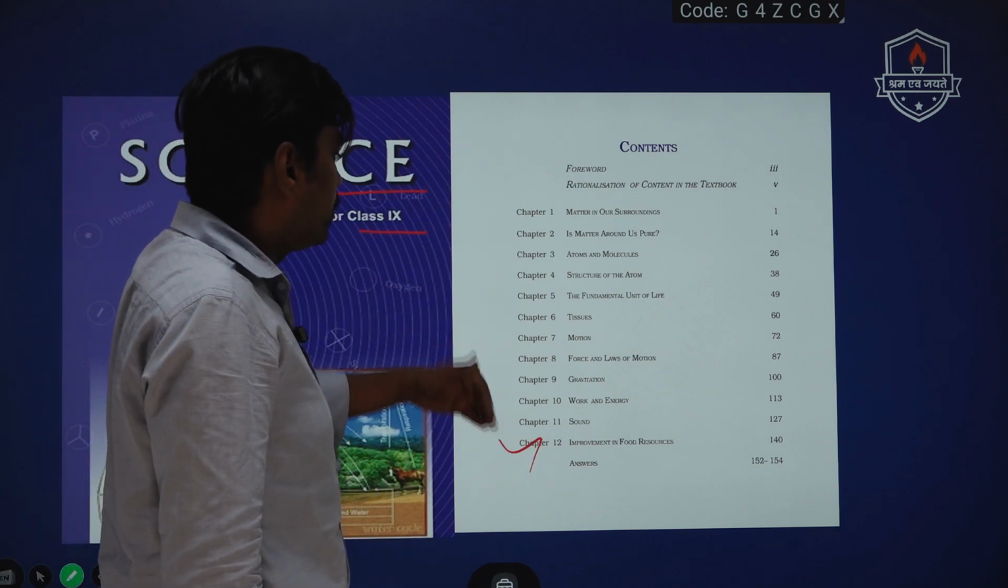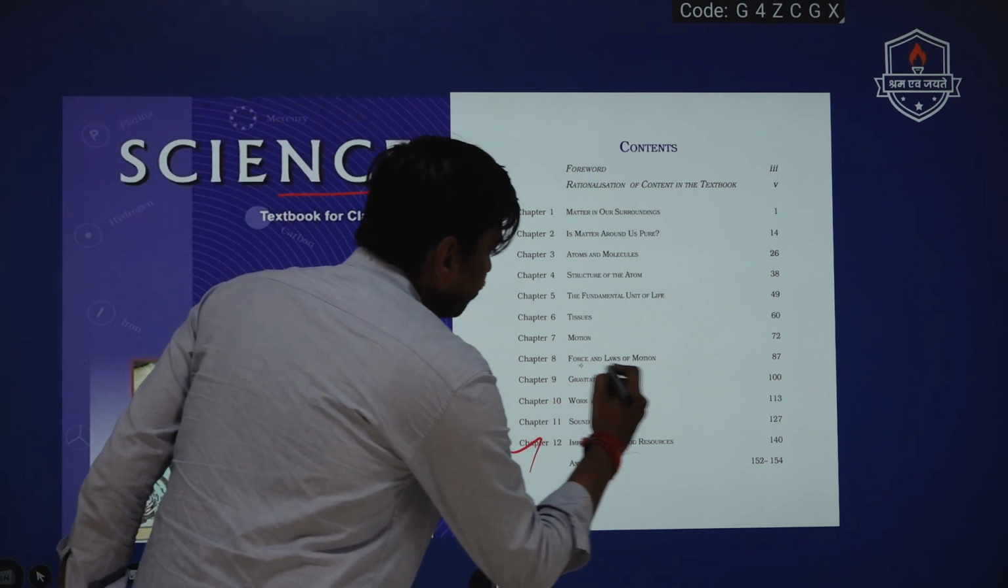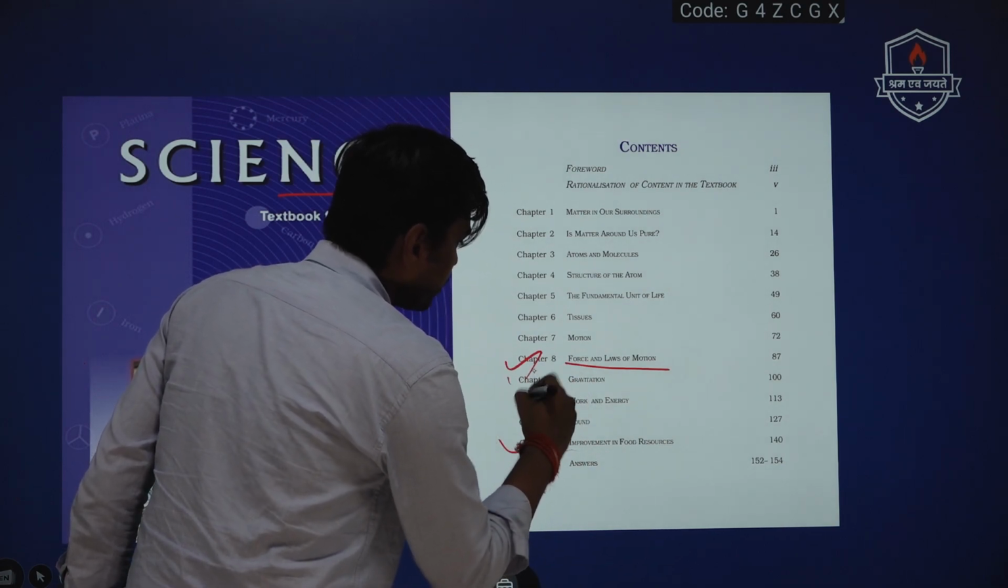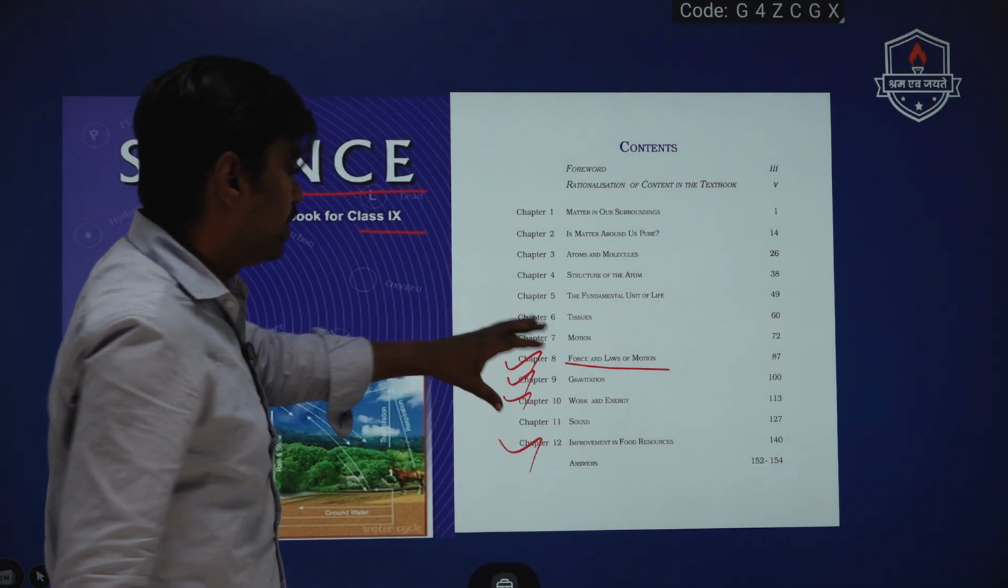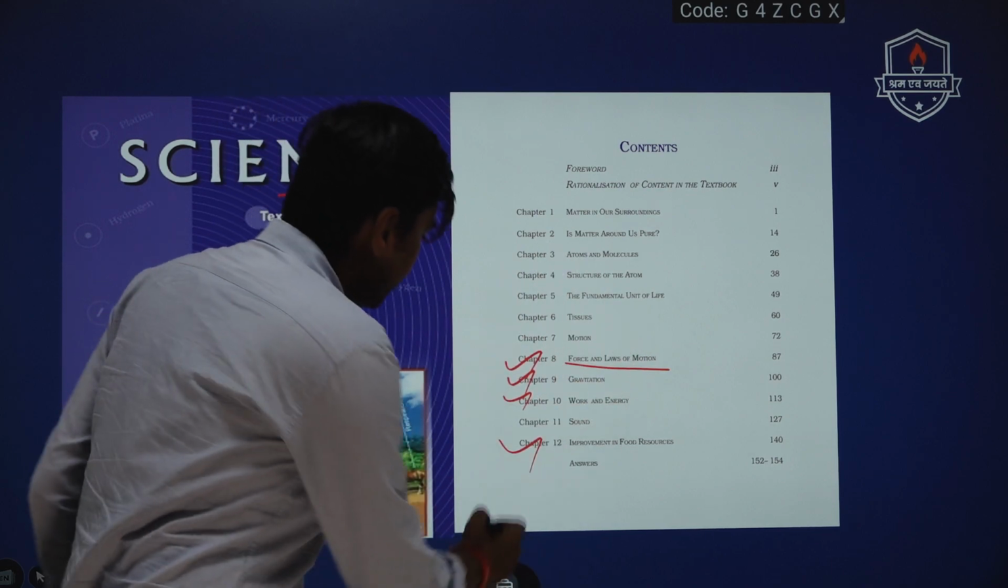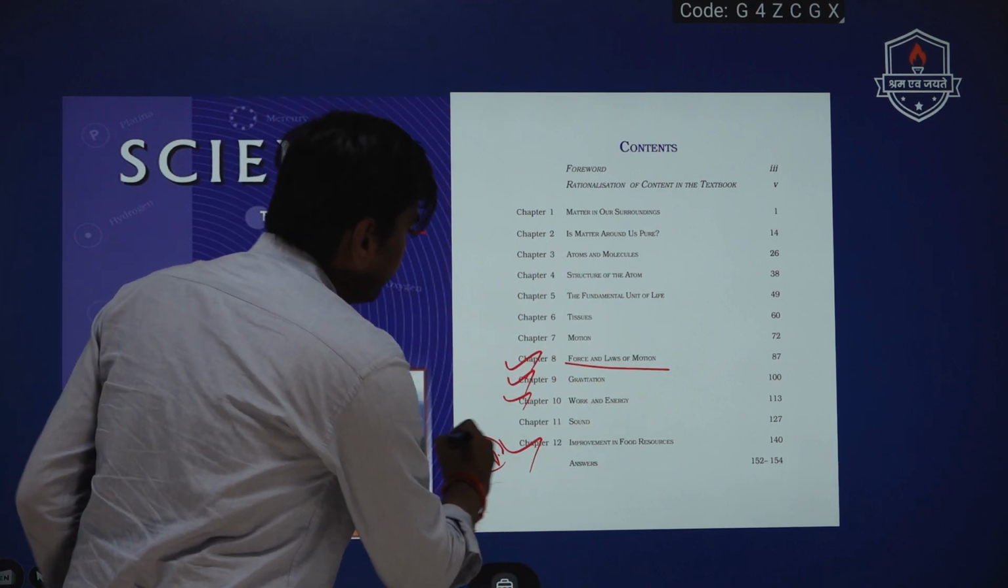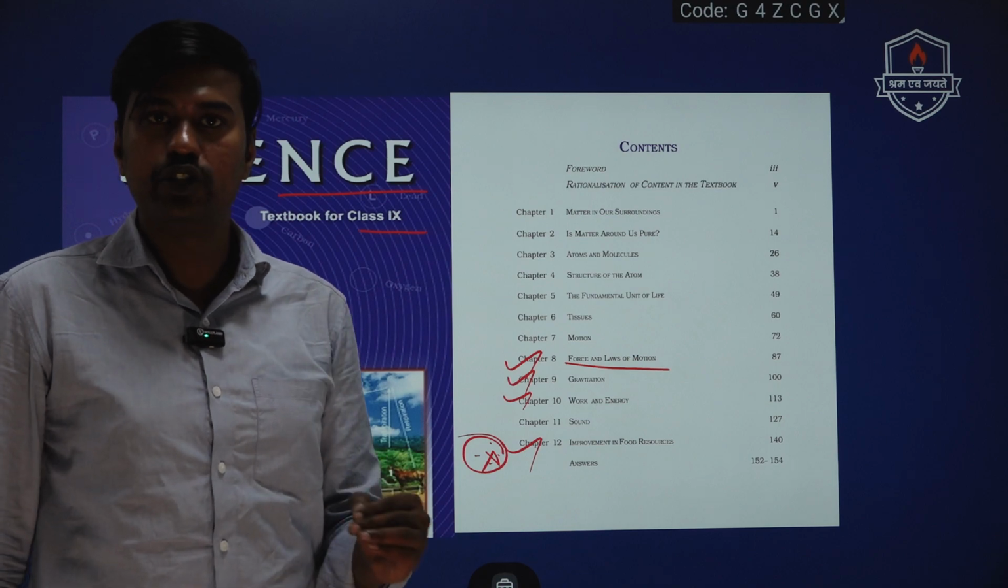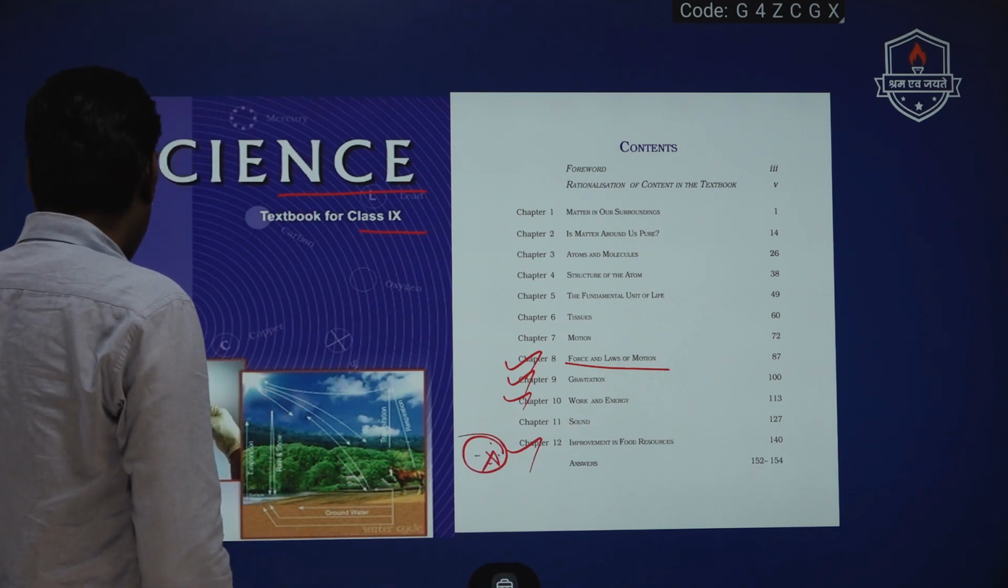So you need to give maximum focus here. So after reading this, you can read the remaining topics, especially the forces and laws related to motion, gravitation, work and energy can also be read along with that. But the most important chapter in the 9th standard NCERT is the food resource, so that needs to be given maximum weightage.